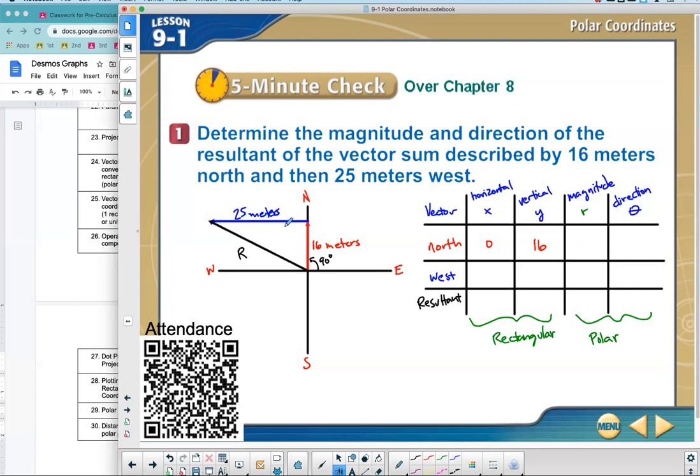Now when I go to the west, this piece over here, I look at it, it looks like the x component. It's not diagonal, so it's not the hypotenuse. It's not parallel to the y-axis. This would be the horizontal. And so it'd be 25 here with a 0 in that spot. Now, if I leave it like this, though, it's incorrect. Who can figure out what I did wrong for the west?